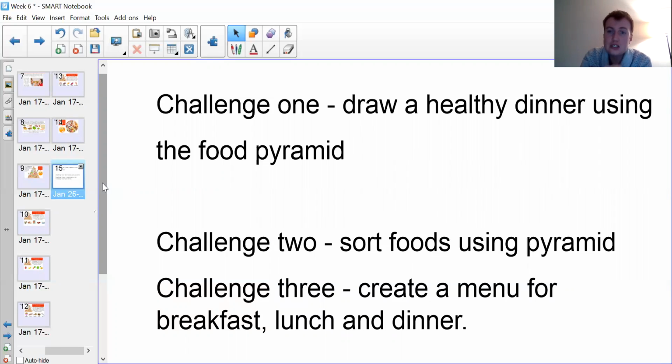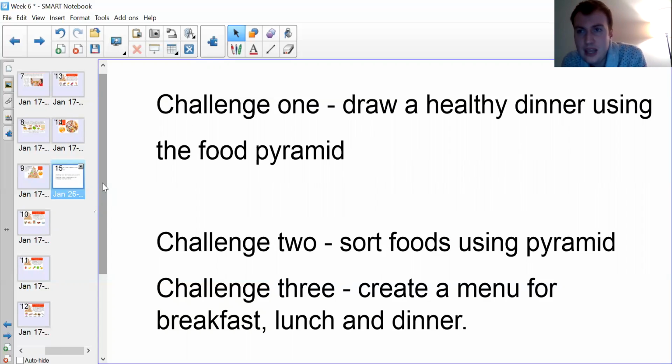Challenge 2 is sort foods using that pyramid. Okay, so create that pyramid, and then find foods in your kitchen and be like, oh, that'll go in my fruit and veg. Oh, we've got bread, that'll go in my carbohydrates. Okay, use the food in your kitchen.